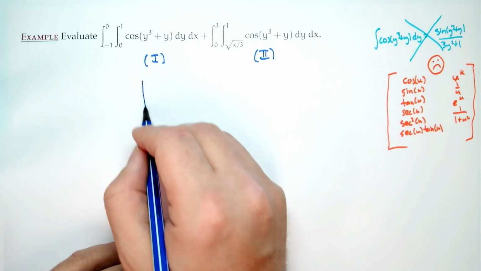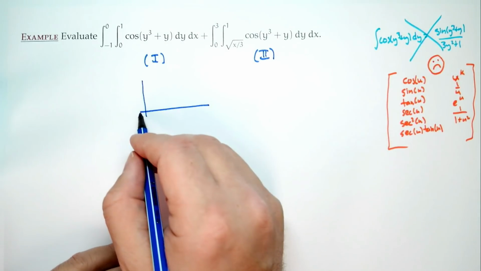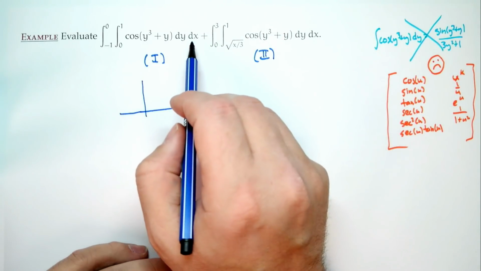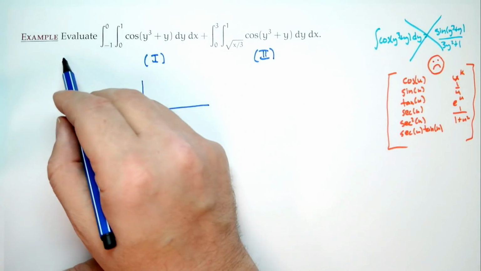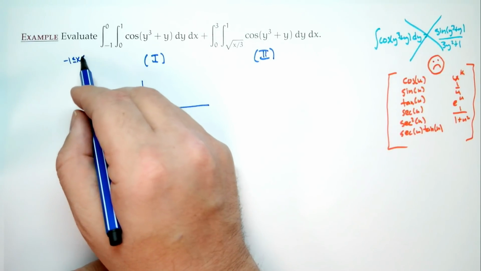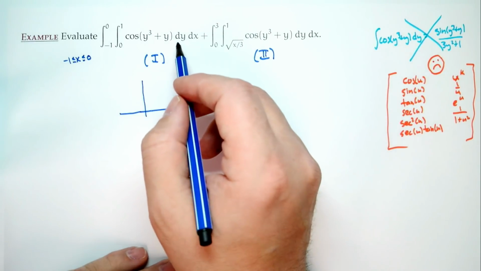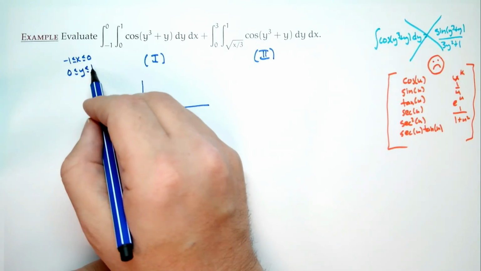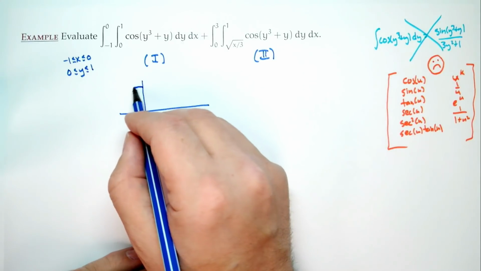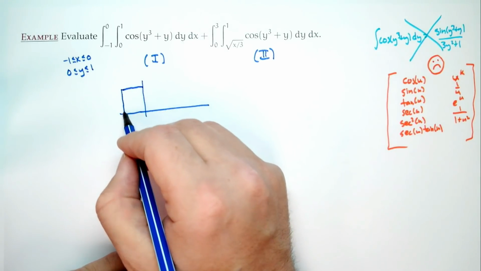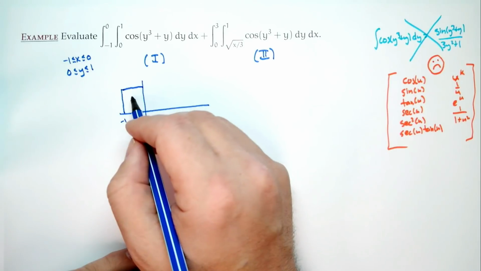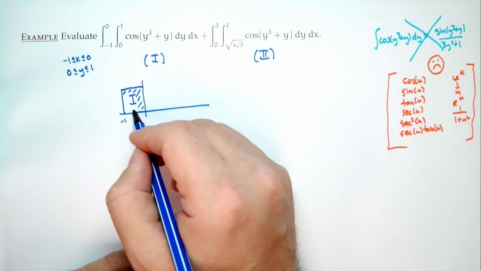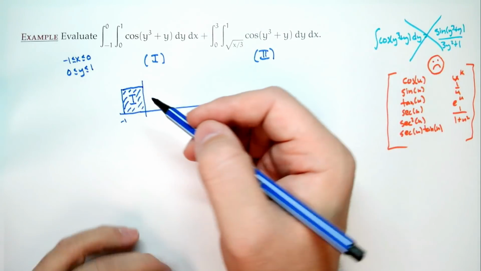So let's look and see what these integrals look like. What does number 1 say? Number 1 says go from negative 1 to 0 for x, so negative 1 less than or equal to x less than or equal to 0. And then y goes from 0 to 1: 0 less than or equal to y less than or equal to 1. That's pretty easy to spot. That's a little rectangle. So this is integral 1. Is this part right here, in fact it's not even just a rectangle, it's a square.